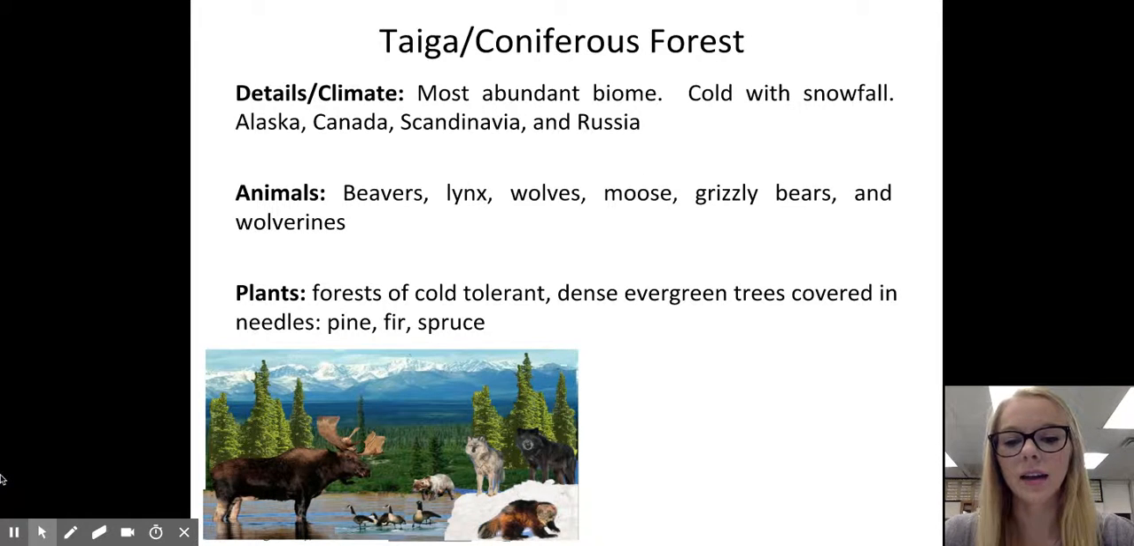The taiga is also considered the coniferous forest. This is the most abundant biome on the planet because it can be found in all of Canada and Russia. The pine tree forest can be covered in snowfall during the summer months, and animals like moose and wolves are equipped to handle the harsh winters.